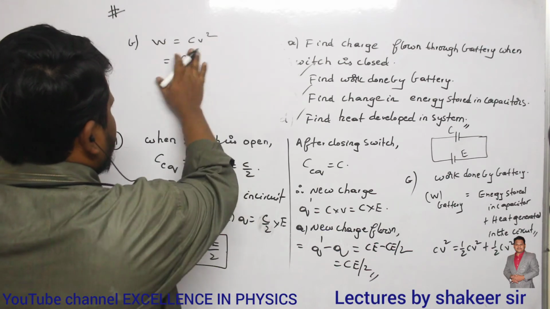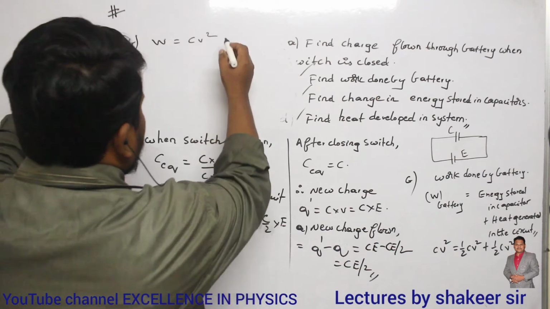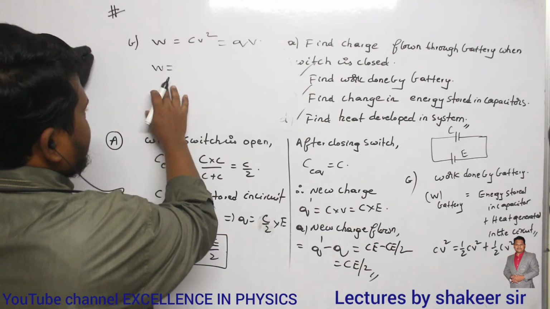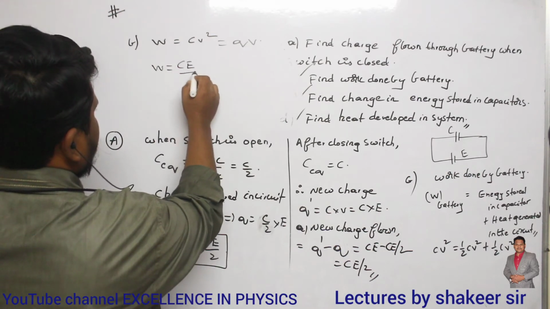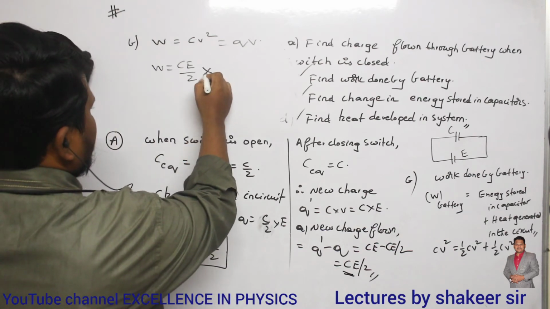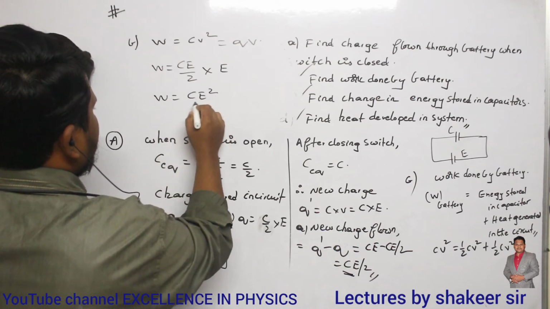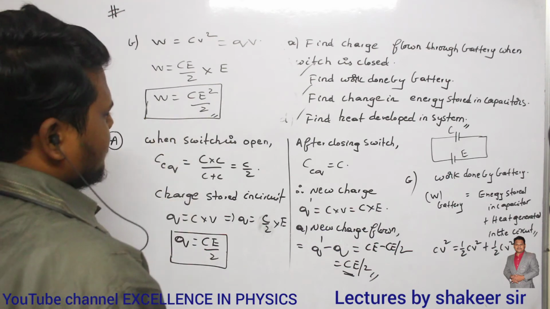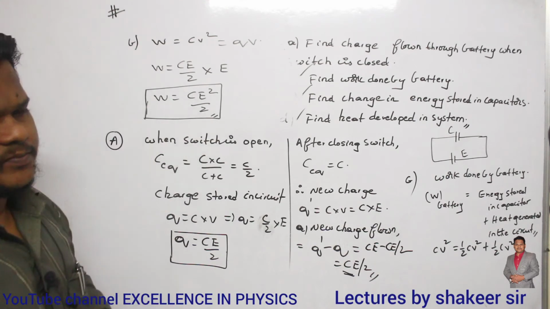CV square only, or one more equation for work done is Q into V also. This also I can write. So work done by the battery is QV. The charge which is supplied is how much? CE divided by 2, the additional charge. Additional charge supplied is CE divided by 2 multiplied by potential E. So W is equal to CE square divided by 2. Clear? This is the equation for additional work done by the battery. The battery is doing additionally this much amount of work.